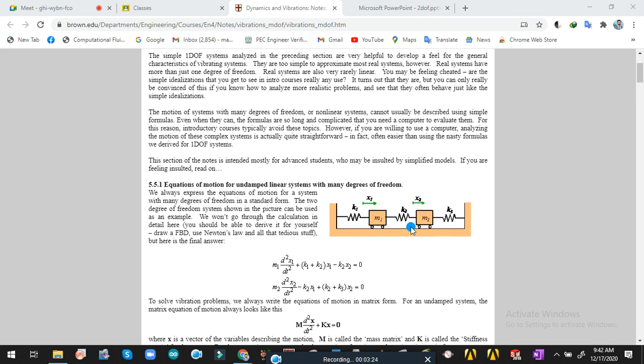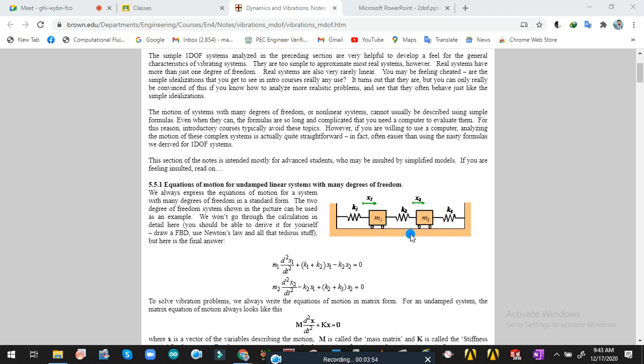So, for example, in this case degrees of freedom are 2. That means it is only possible to solve this kind of system with how many equations of motion? Number of equations of motion required to solve the system? Sir, 2, sir. Yes, 2.